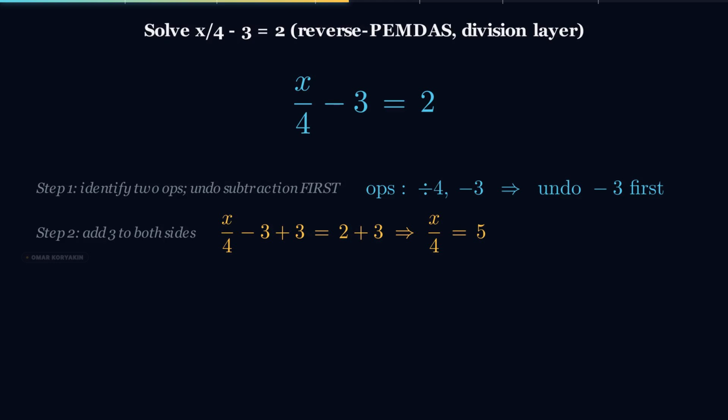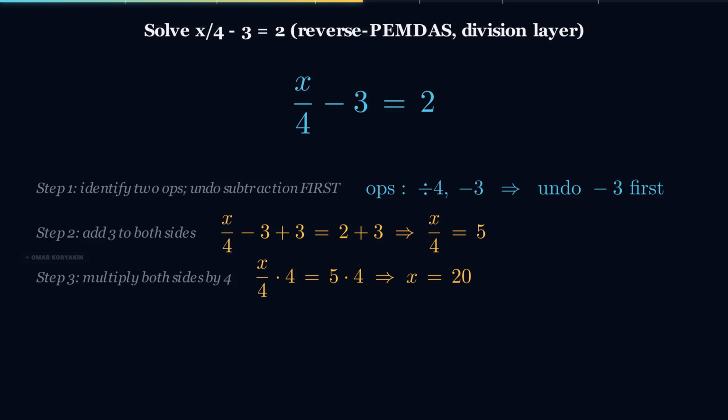The left side becomes x over 4 minus 3 plus 3, which simplifies to x over 4 because minus 3 and plus 3 cancel. The right side becomes 2 plus 3, which equals 5. The equation has been reduced to x over 4 equals 5, the one-step form. Step 3. Multiply both sides by 4.